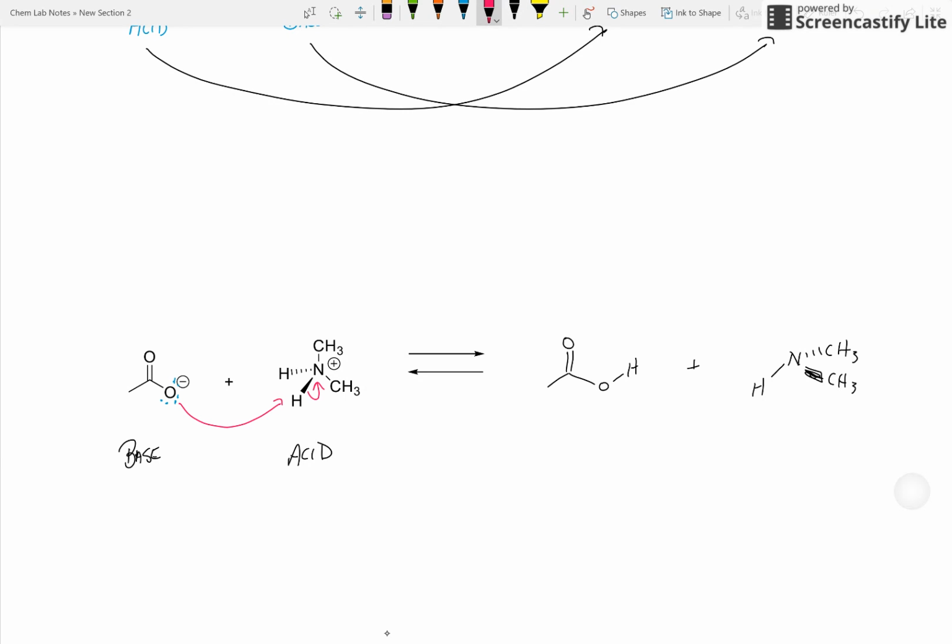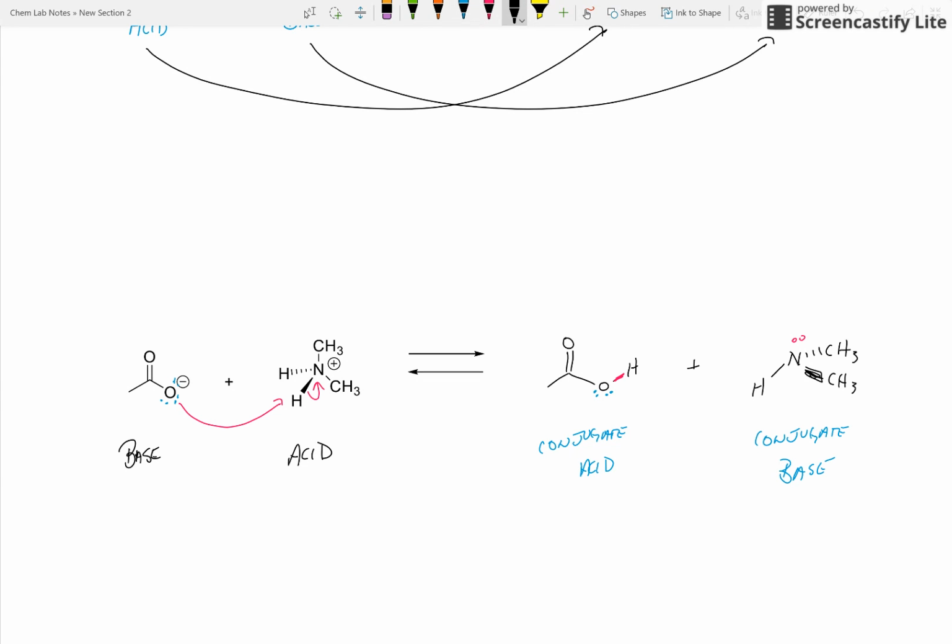And let's fill in some colors. There's the lone pair, right? There's the bond that gets made in between these. All right, so here's our options again. Base turns into conjugate acid. And this is our conjugate base.